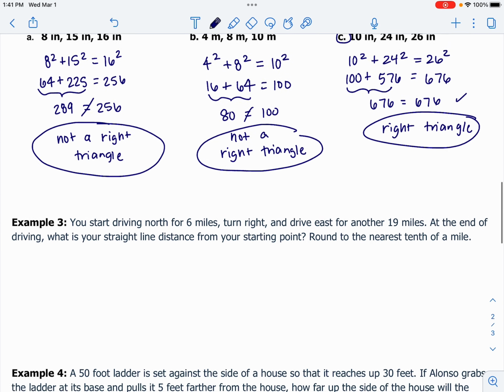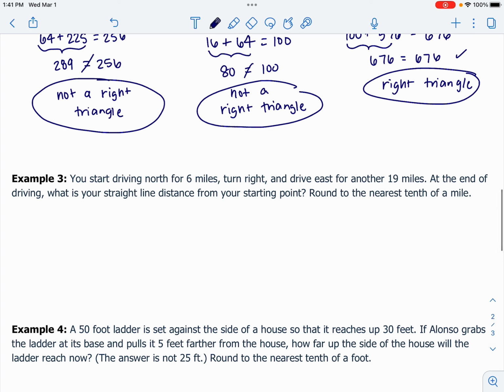Okay, then we have a couple word problems, and you'll have some word problems on your Delta Math. So you'll want to draw a picture. Well, first read it, then draw a picture, and then you're going to be using the Pythagorean theorem, obviously. Example 3 says you start driving north for 6 miles, turn right, and drive east for another 9 miles. At the end of driving, what is your straight line distance from your starting point? Round to the nearest tenth of a mile.